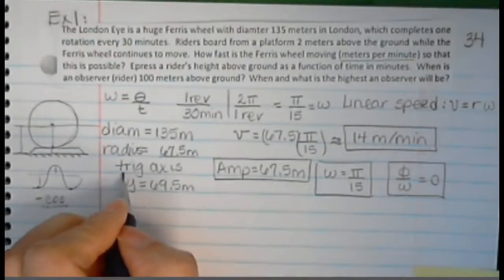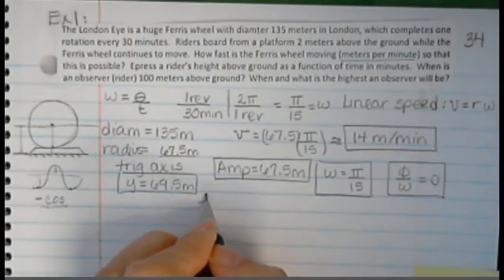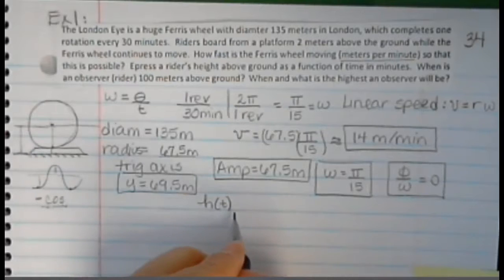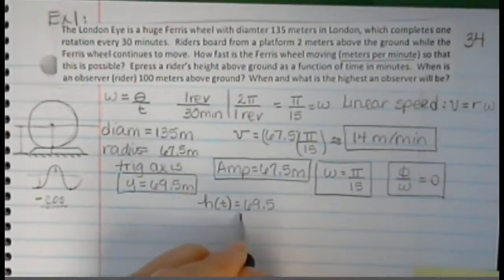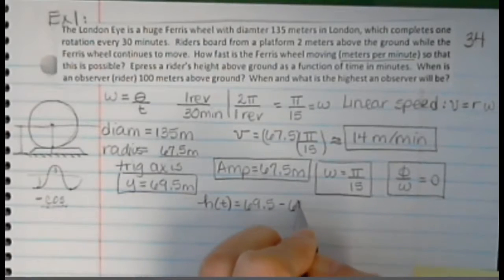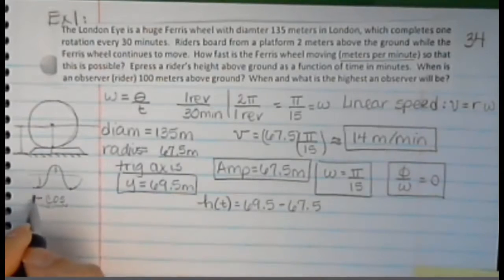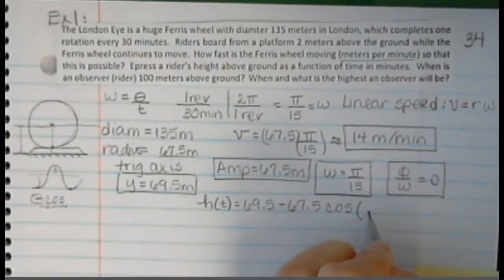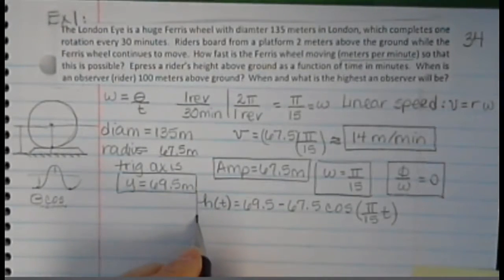So we can come up with our equation. I'm going to use h of t, the height as a function of time. It is going to be 69.5, that's our trig axis, minus 67.5, that's our amplitude, negative because we talked about a negative cosine. So I need cosine, and then I need my frequency, pi over 15 t, and t is our time. So this is our equation for our height.